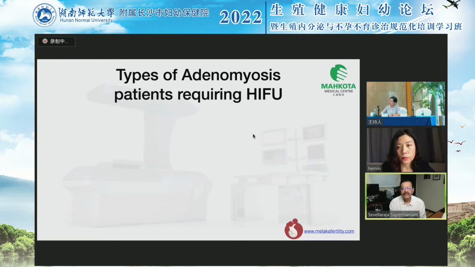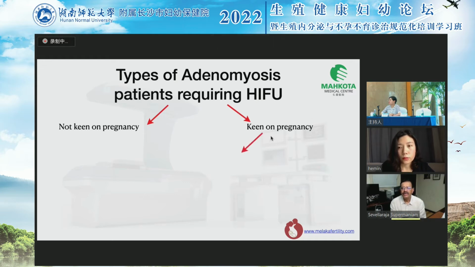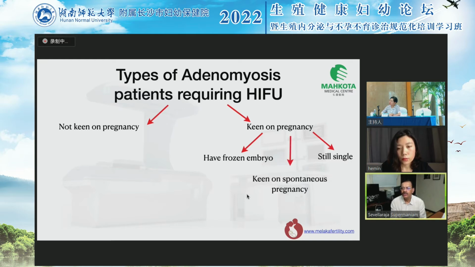Now, in this lecture, I will look at all the different types of patients who require HIFU. The first group are the ones who are not keen to get pregnant. The second are the group that are keen to get pregnant. In the group that is keen to get pregnant, there are patients who already have frozen embryos, patients who are single, and patients who are keen to try to conceive on their own, spontaneous pregnancy. And then there's another group of patients who are unsure whether they want to get pregnant.